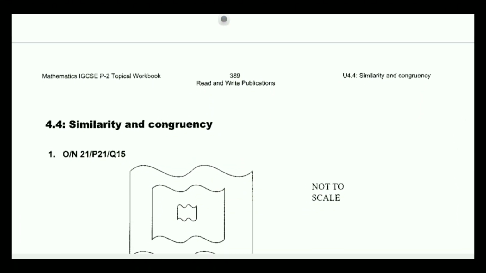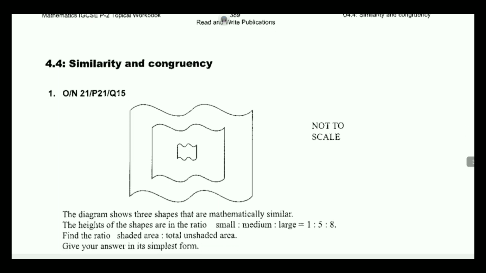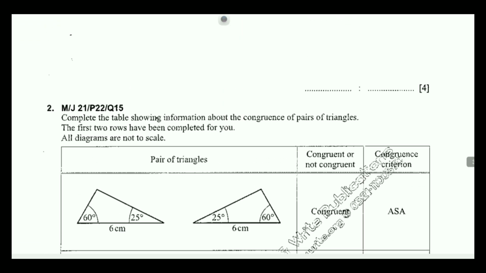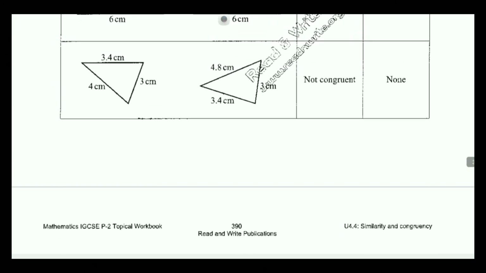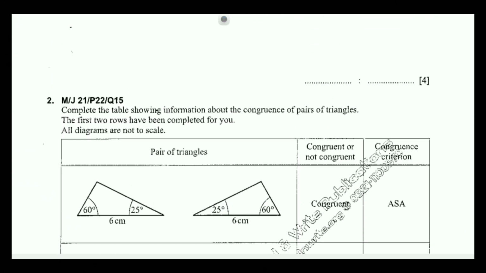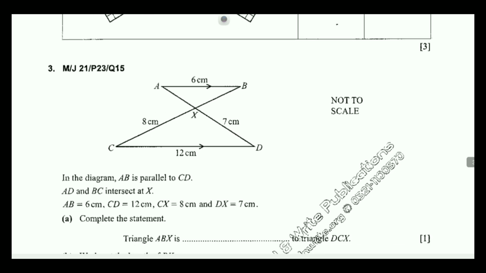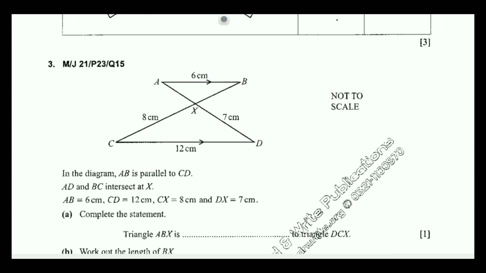So this is the topic of IGCSE topical workbook, similarity and congruency. It is starting from 389. This is P2. So question number, I will start. This is the question of congruency. So when we will do the congruency topic, then we will do this question. Question number 3, that is May June 21 P23.